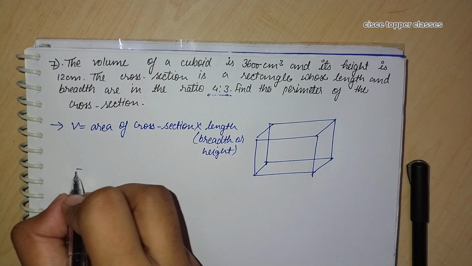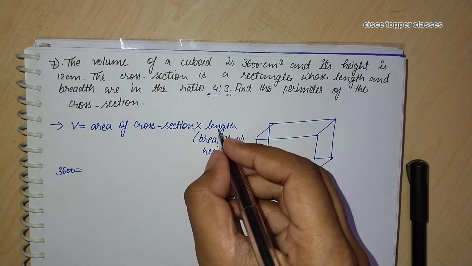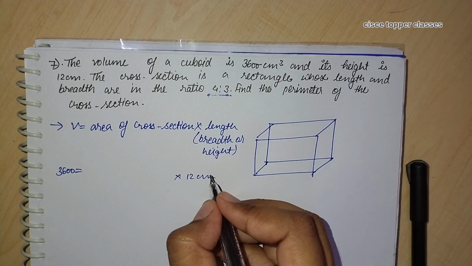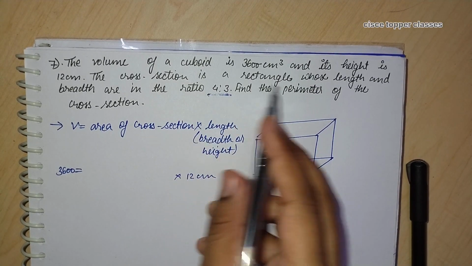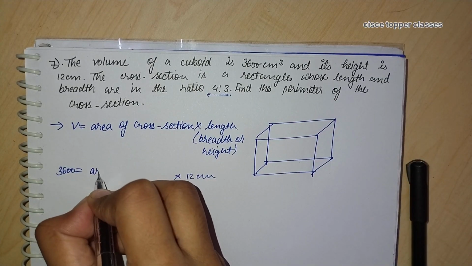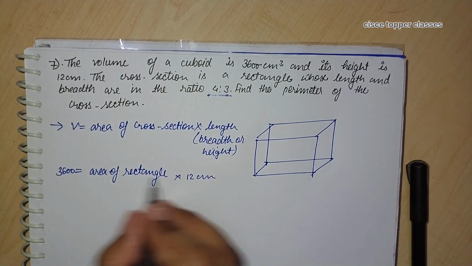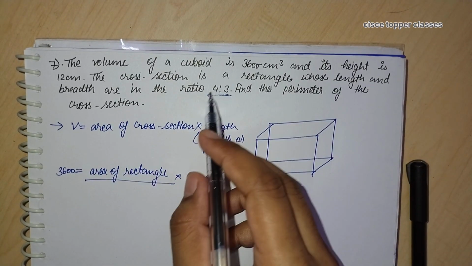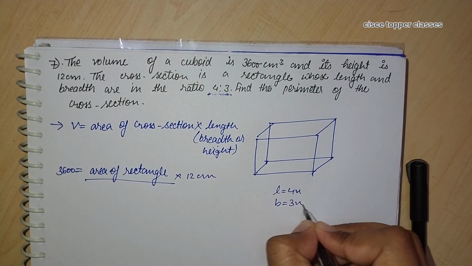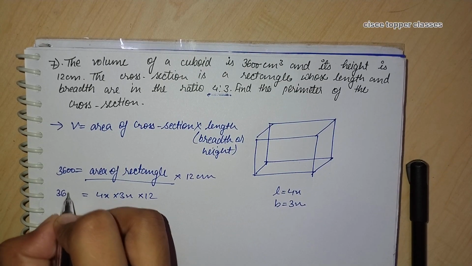So we can write here, in place of volume, 3600, which is given to us. Height is also given, so it will be 12 centimeter, and the area of the cross section is a rectangle, which we are taking in the cuboid. So let the length be 4x and the breadth of this cross section be 3x. So we can put 4x into 3x into 12 equal to 3600.